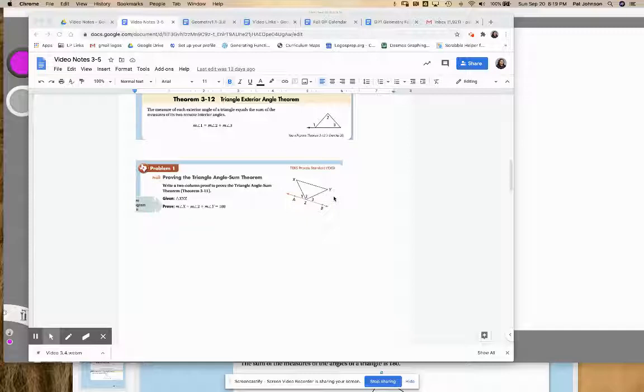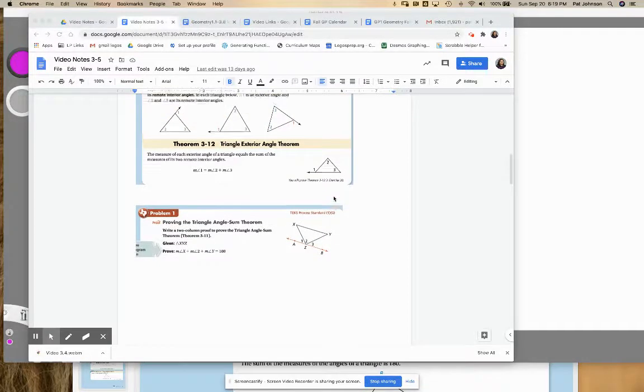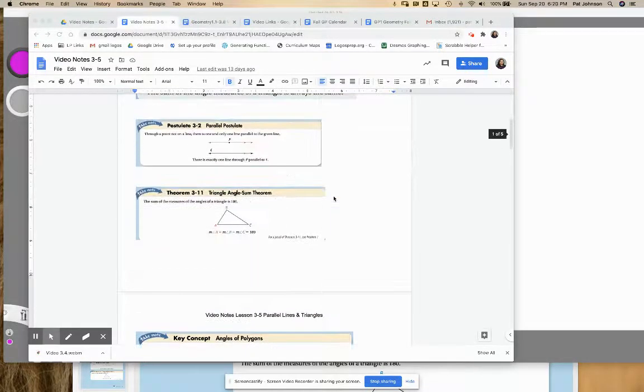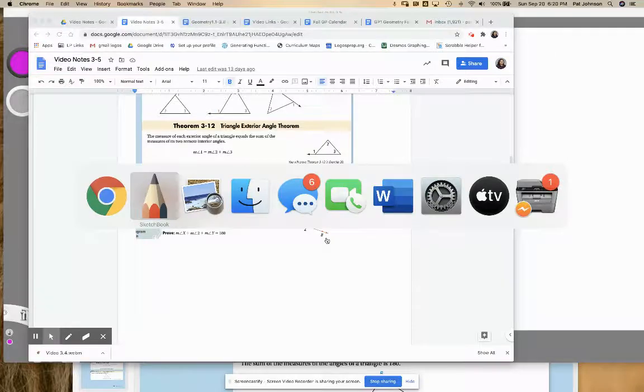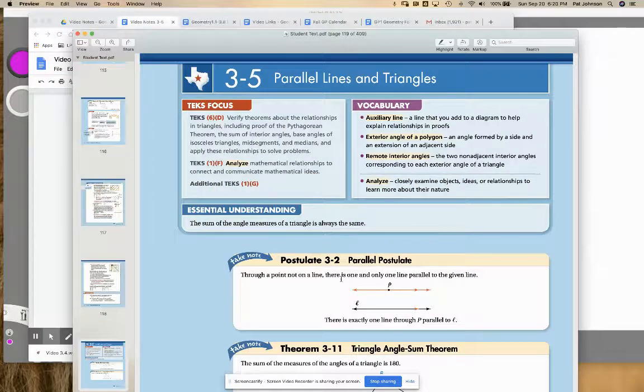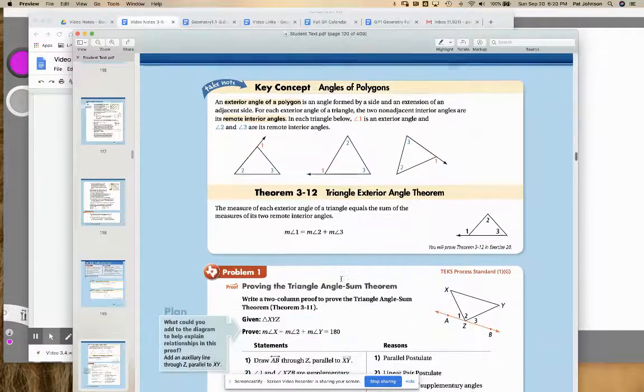All right, so let's look at problem 1. We're proving the triangle sum theorem. So that's this one up here. It says that they're equal to 180. So they want us to write a two-column proof proving the triangle sum theorem. So we want to prove that angle X plus angle 2 plus angle Y equals 180 degrees. So given the triangle XYZ, that's all they gave us, XYZ. So we're going to use an auxiliary line. So let's go to here and go through the book and go through the proof.